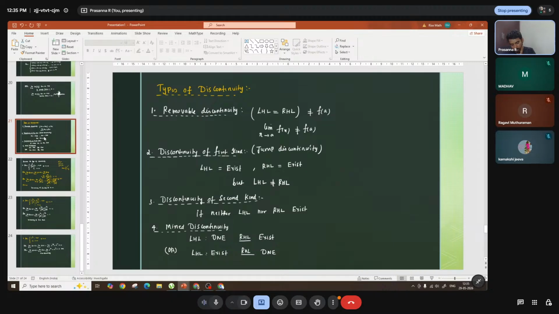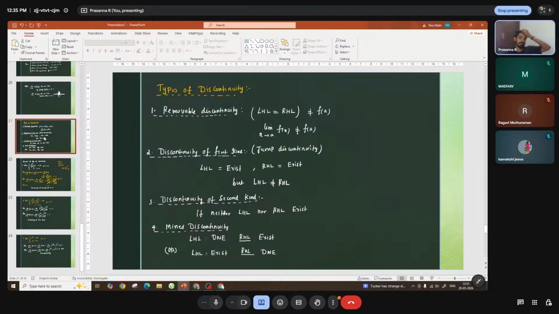If neither the limit as x tends to a minus, that is your LHL, nor the limit as x tends to a plus, that is your RHL, both limits do not exist, then f is said to have a discontinuity of second kind. Further, f is said to have a discontinuity of second kind from the left if your LHL does not exist.